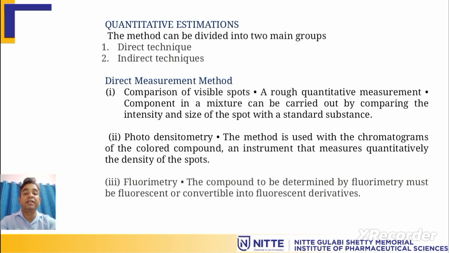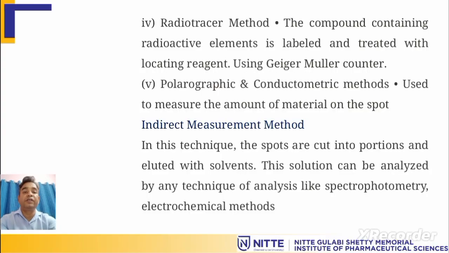So this is the method. And then we have another technique through which you can estimate, the radio tracer method. The compound containing a radioactive element is labeled and treated with a locating reagent, using a Geiger-Muller counter, and it helps you in finding out how much quantity is present. Later on, we also have polarographic and conductometric methods in which we measure the amount of current or potential difference, and that helps you in finding out how much sample is present.